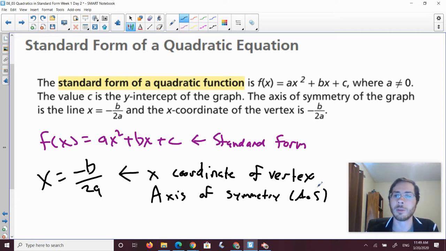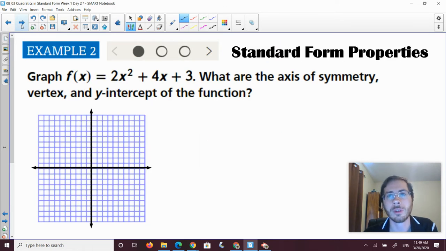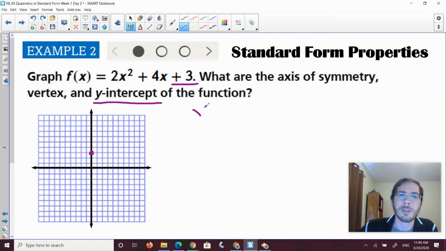That's what makes it a little bit unique compared to vertex form, which you had last section. So this is what makes this one nice and useful. If we move on to example 2, we want to graph 2x squared plus 4x plus 3, and find the axis of symmetry, vertex, and the y-intercept. First things first, the easiest thing to find is the y-intercept, because the y-intercept is always just the c value. So the y-intercept is 3. So I can just graph the y-intercept as 3.